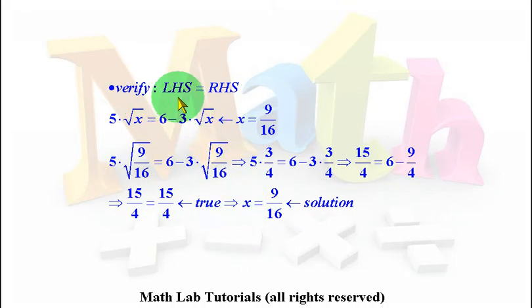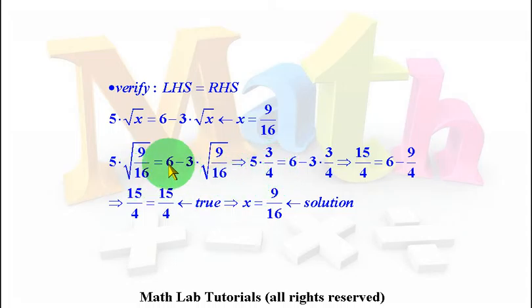Again, we verify that the left-hand side is equal to the right-hand side. And what I did was I copy-pasted the original radical equation. Here it is. And then the solution candidate is x equals 9 over 16. As usual, we substitute x equals 9 over 16 into the original equation. On the left, we get 5 dot square root of 9 over 16. On the right, we get 6 minus 3 dot square root 9 over 16. Of course, the square root of 9 over 16 is just 3/4.